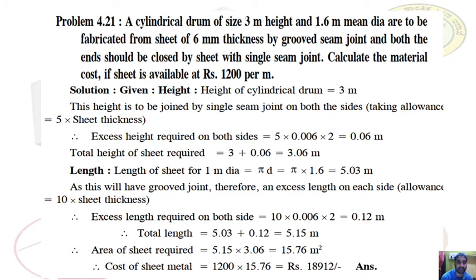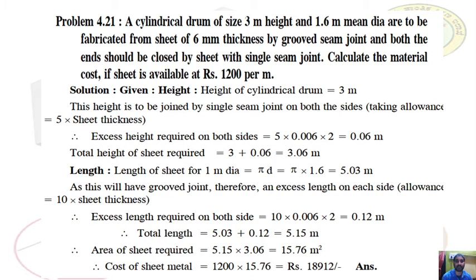1200 per meter. So that means the cost of the sheet is given lengthwise. So you need to calculate the total length of the sheet required. So this is 1200 per meter square, this one. So the cost of the sheet is available in area. So you need to find out the area of the sheet required for making such a drum.